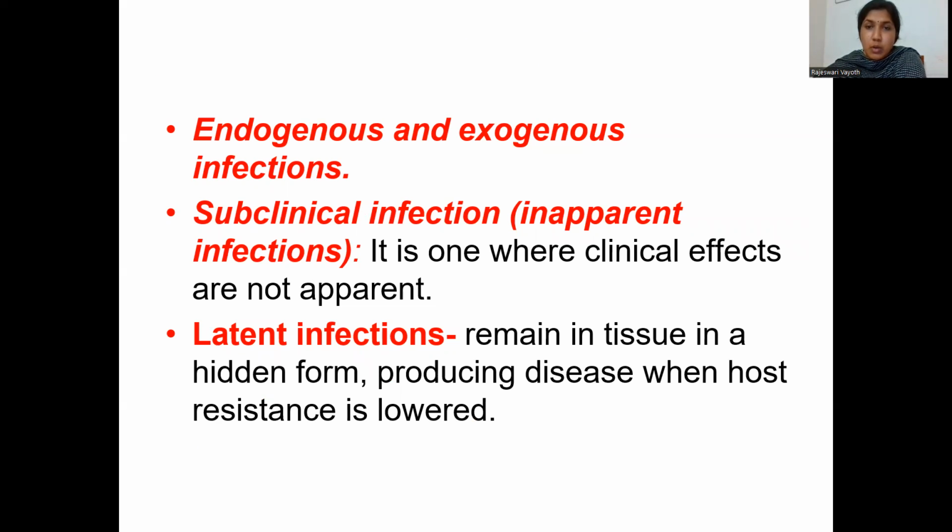Then subclinical infection or inapparent infections are the infections where clinical effects are not apparent. Then latent infections: infections in which some parasites that can result in an infection reside in a tissue in a latent or hidden form, and produce a clinical disease when the host resistance is lowered. Such infections are known as latent infection. That means the infections remain in the tissue in a hidden form, producing disease when host resistance is lowered. Now, this was all about infection and different types of infection.